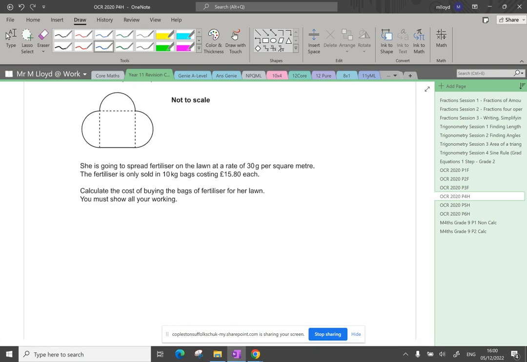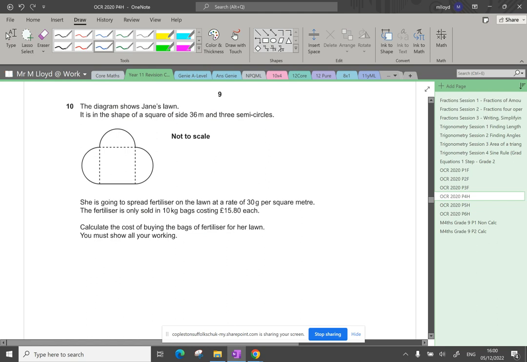Okay, we're going to need to know the area of this place. So, and I haven't got the mark scheme open. I should do, really. It's in the shape of a square of side 36 meters.